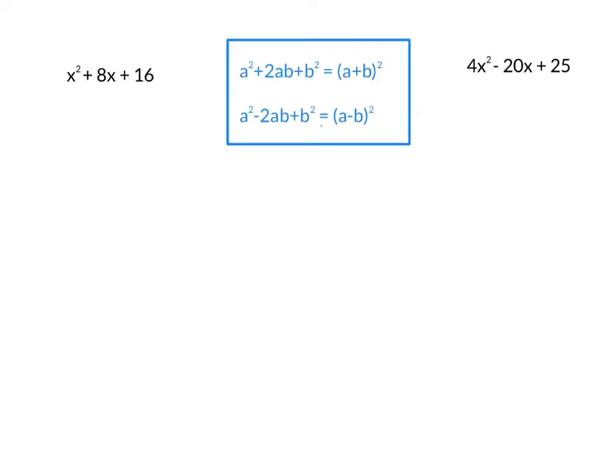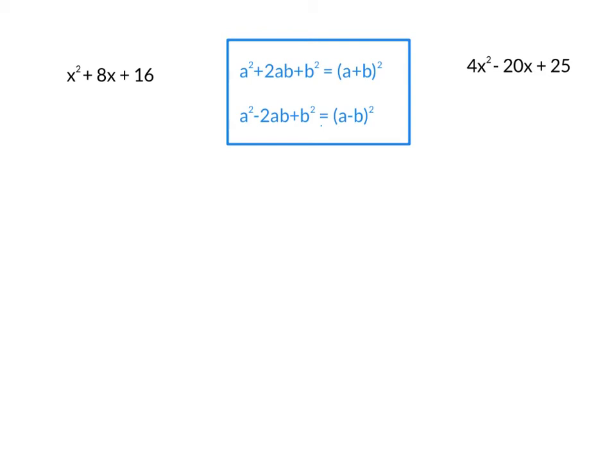Now, the pattern that we realized, a squared plus 2ab plus b squared is equal to the quantity of a plus b squared, can also be rewritten as a squared minus 2ab plus b squared equals the quantity of a minus b squared. Looking at the two examples we have here, starting with x squared plus 8x plus 16, we need to see if it follows one of these patterns that we have on the left.